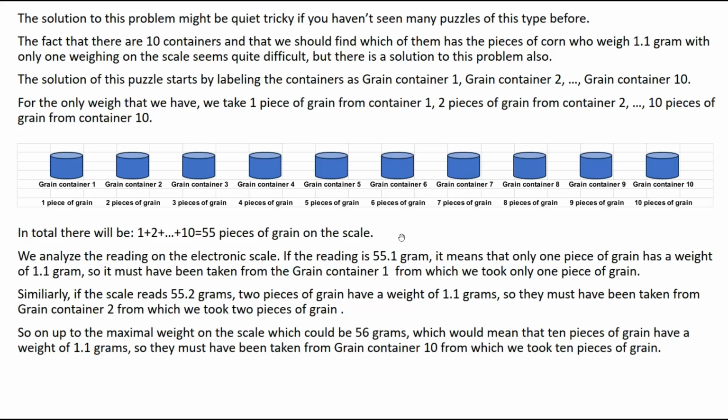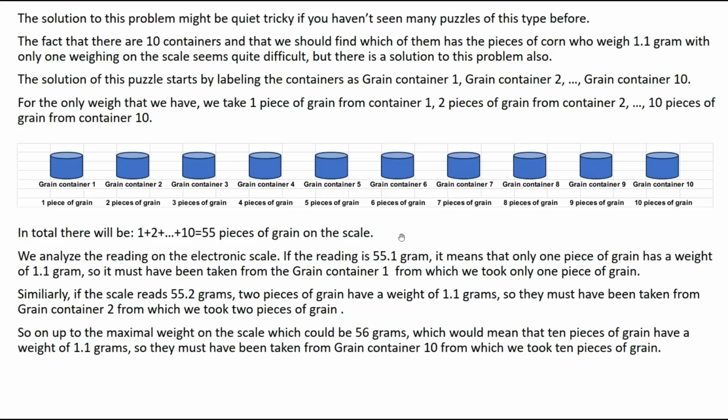So on, up to the maximal weight that could be on the scale, which is 56 grams. This would mean that 10 pieces of grain have a weight of 1.1 grams. So they must have been taken from grain container number 10, from which we took 10 pieces of grain.